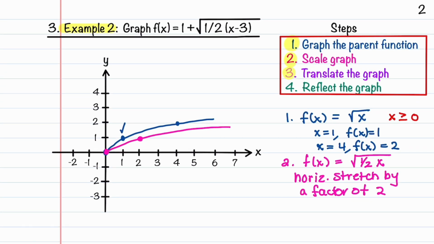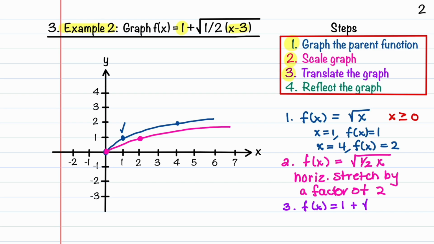Let's now look at our third step. Our third step is where we're going to translate the graph. So when we look back up at our function, we're going to pay attention to the x minus 3 and then the 1. Let's go ahead and write that down. So our function now is f of x is equal to 1 plus the square root of 1/2 x minus 3. The 1 says that we're going to move our graph up 1. And then the x minus 3 says that we're going to move our graph to the right by 3. So we'll write down right 3.